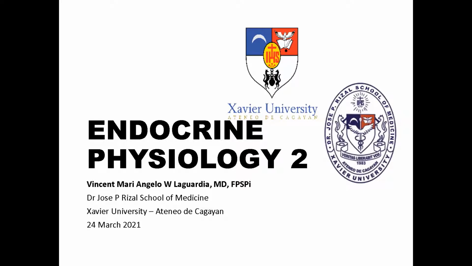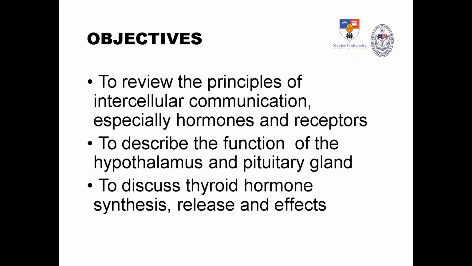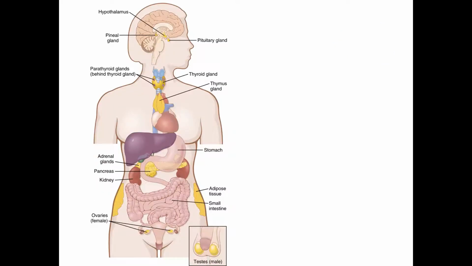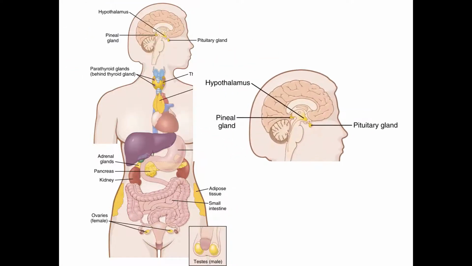Welcome to the second part of this lecture series on endocrine physiology. As I mentioned a while ago, we will focus on the function of the hypothalamus and the pituitary gland in this video presentation. So this is again the list of various endocrine organs in the body. And in this presentation, we'll be focusing on the hypothalamus and the pituitary gland.